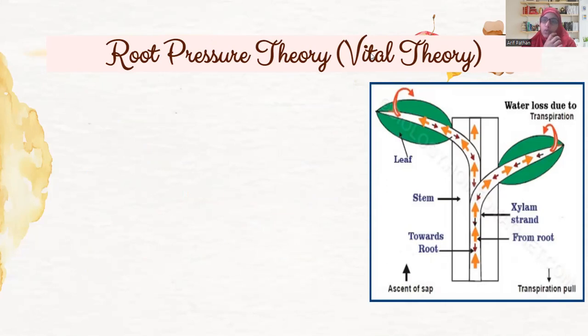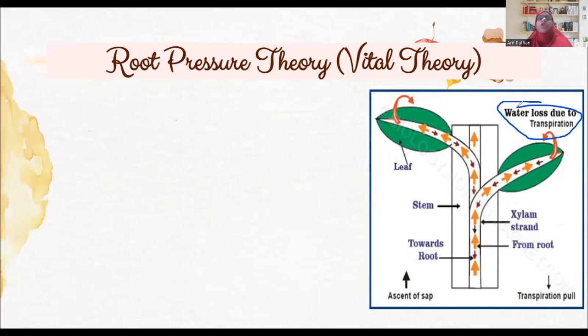Now what do we mean by this root pressure theory or vital theory? You can have a look over here. The leaves are there, water getting lost due to transpiration. We have just covered this in the previous video. When there is high intensity of sunlight, or during the day, when the leaves are doing photosynthesis, automatically some amount of water is getting lost through the leaf when they're exposed to sunlight. So what is happening? You can see water is moving up, right?